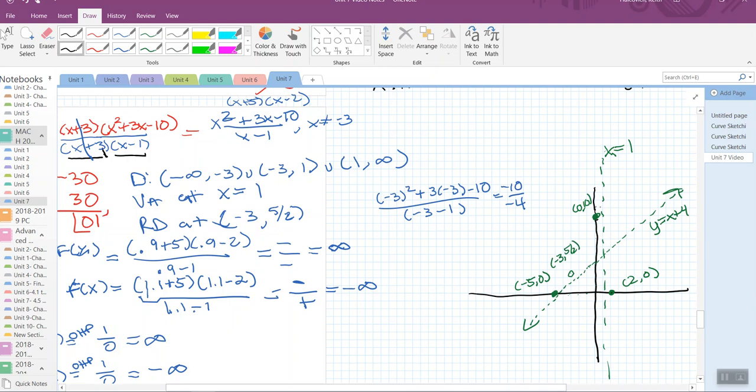And we know that to the left of 1, it's going to go up. That's what we found. And it's going to go down as it goes towards negative infinity, like that. And then towards 1 from the right, it's going down. And as it goes to infinity, it's going up towards the oblique asymptote.